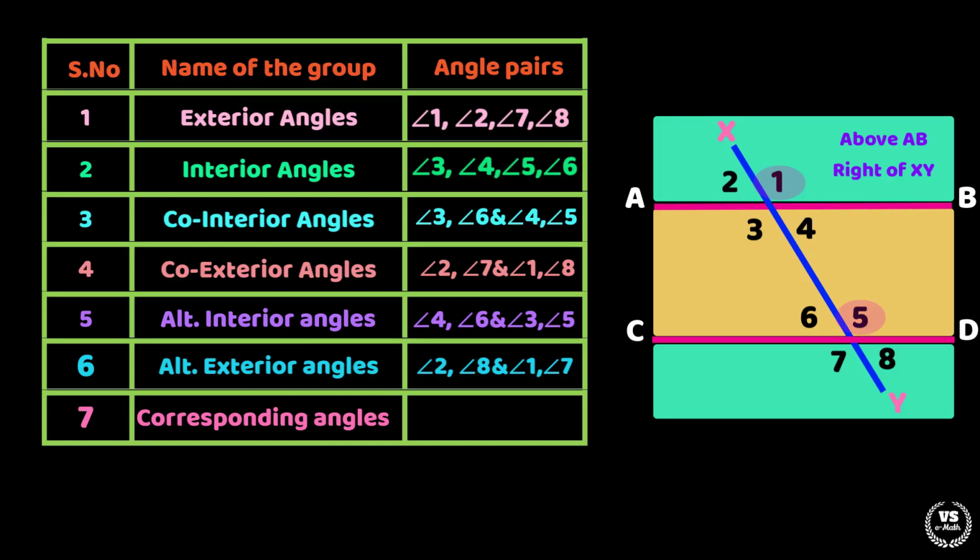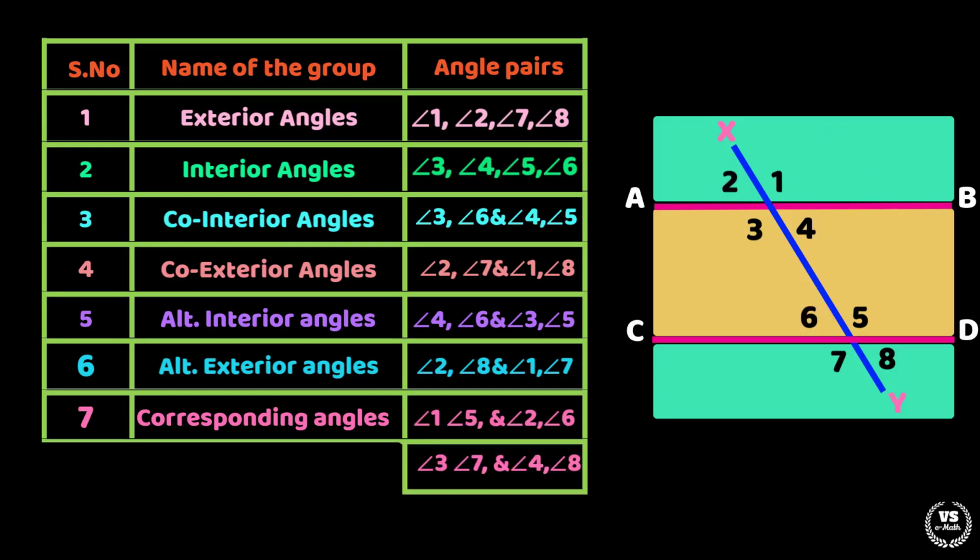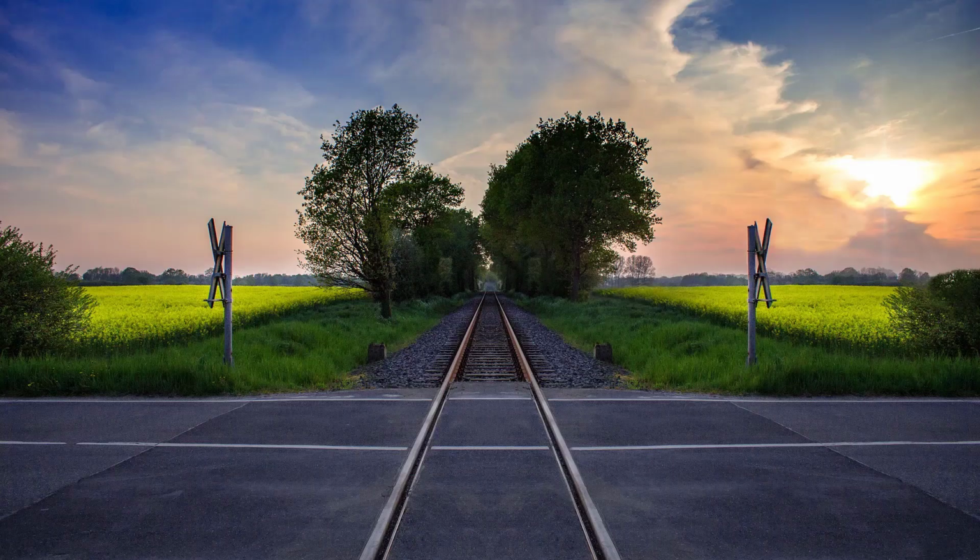Yes, it's angle 5. Now, moving left to angle 2. What is the name of its position? Above left. What would be its corresponding angle? Yes, it's angle 6. So, we can easily identify all the 4 pairs of corresponding angles. You can also notice that in each pair, one will be an interior angle while the other will always be an exterior angle.